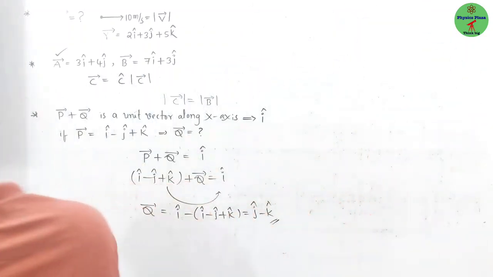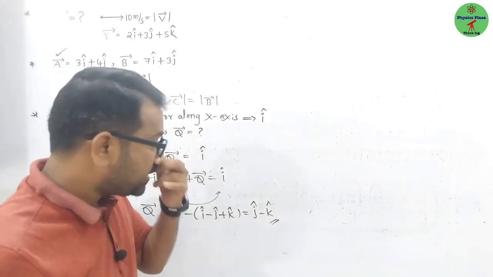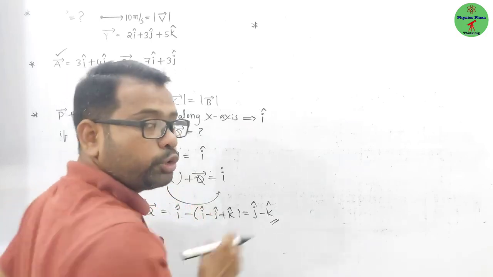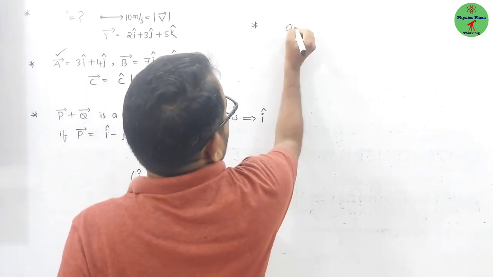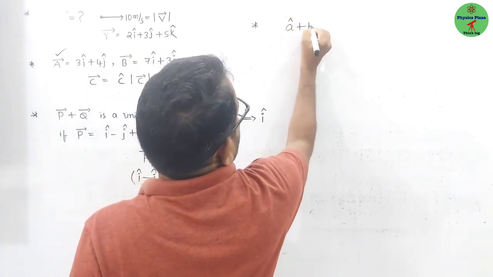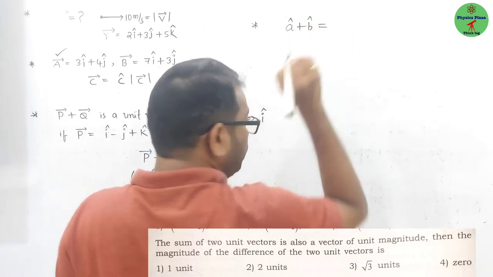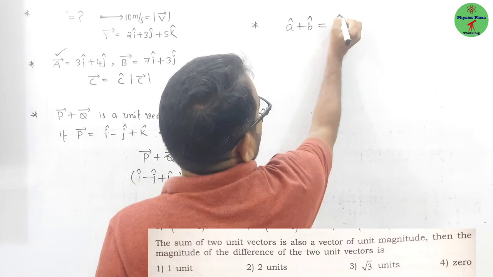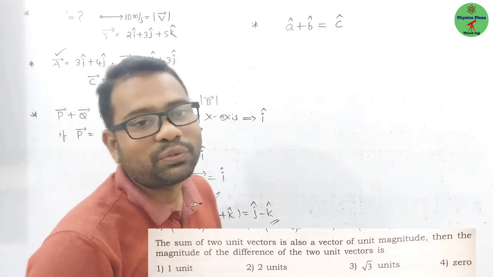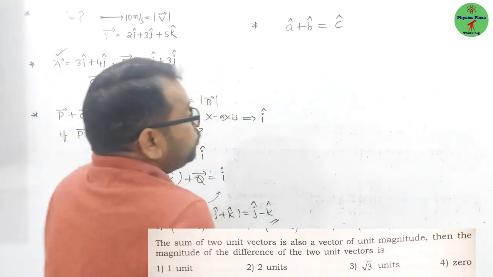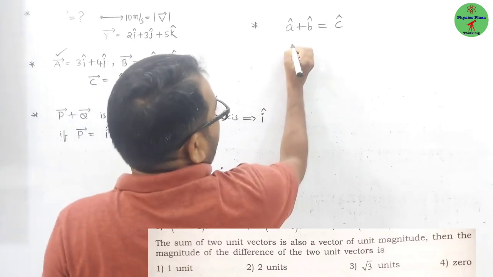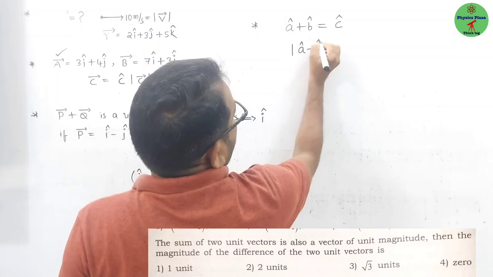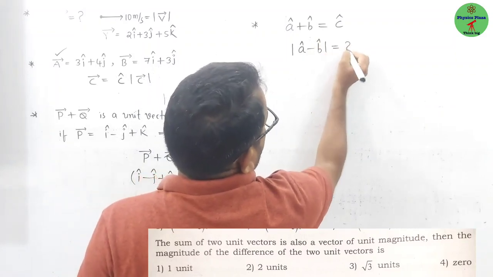Yeah, children. So as per the question given, the sum of the two unit vectors, let us say a cap is a unit vector plus b cap is a unit vector, is equal to the vector with unit magnitude. Means what? It is also a unit vector only. Okay, fine. Then they are asking us to find the magnitude of the difference of these two unit vectors, how much. This is how they are asking.